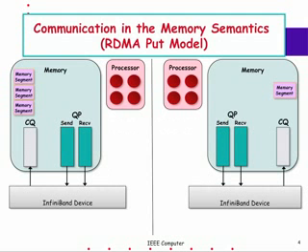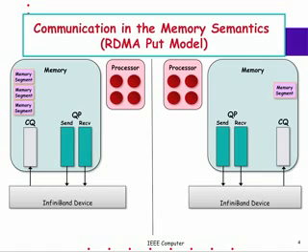Now here is a very short slide animating the basic steps involved in the memory semantics of the RDMA put model. On the left-hand side we see the source processor associated with the memory and connected to the InfiniBand device, and there are queue pairs, represented by QP, and CQ, which is the completion queue. These are some of the InfiniBand structures we will use. On the right-hand side we have the receiver.